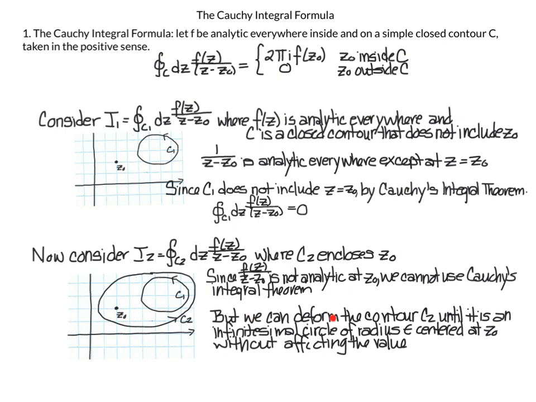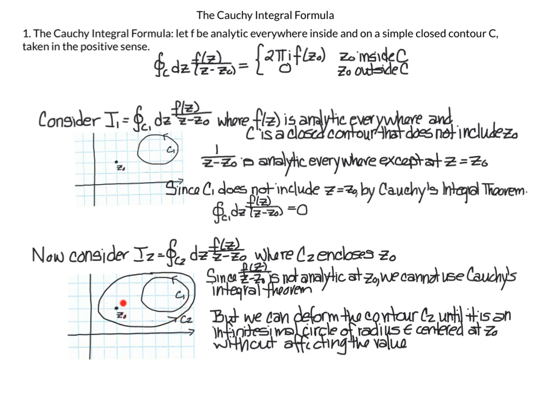But we're going to use some contour deformation. For now, it may not be immediately clear why it's going to help us, but just take my word for it. It will. So we can deform the contour, our C2 contour, until it is an infinitesimal circle of radius epsilon centered at z naught without affecting the value. So now, for just considering C2, we just want to shrink it around z naught. And because it's analytic over here, in C1, we don't really have to include C1 because it's 0 anyway. So everywhere it's analytic, it doesn't contribute anything to the integral.